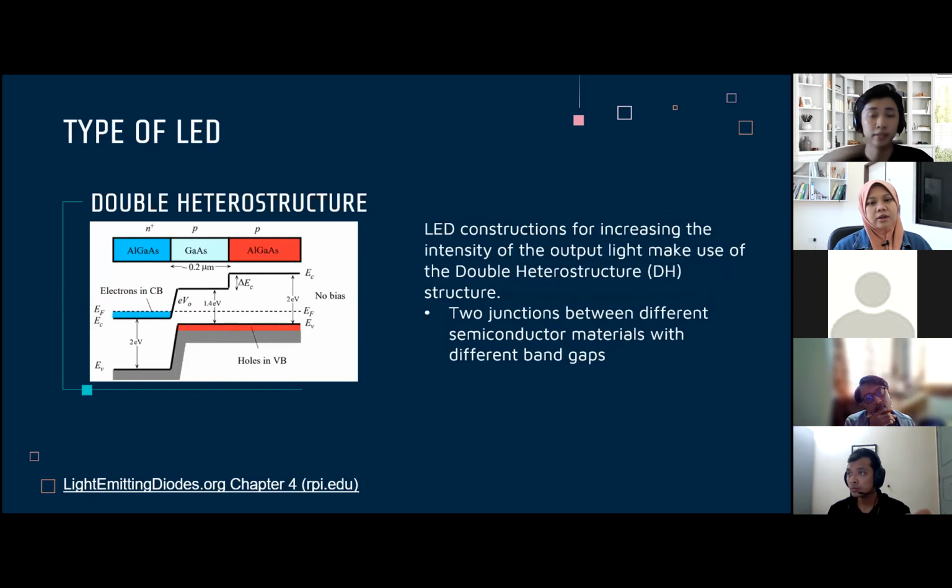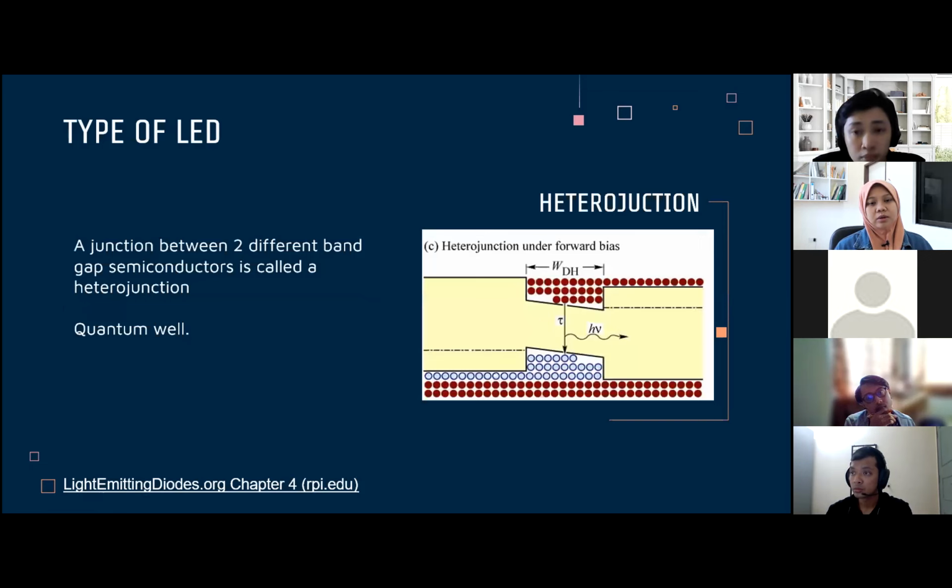Okay, and this, is it the same as a quantum well? What do you mean? Yeah, how it works is the same as a quantum well.